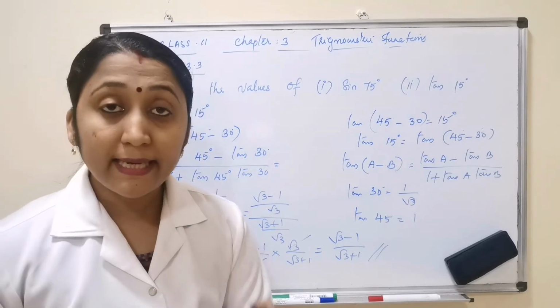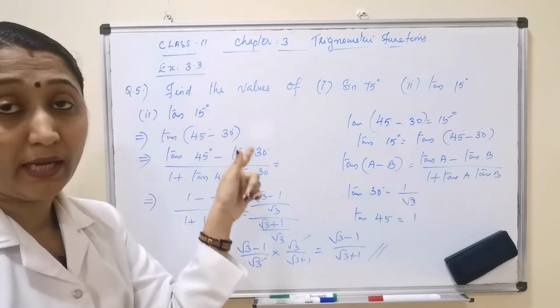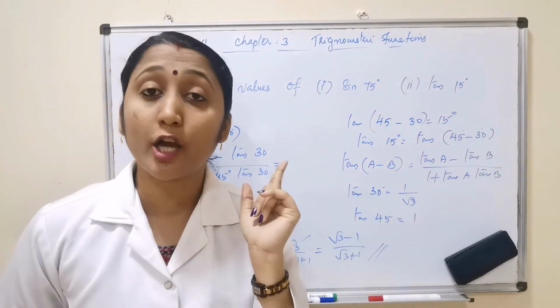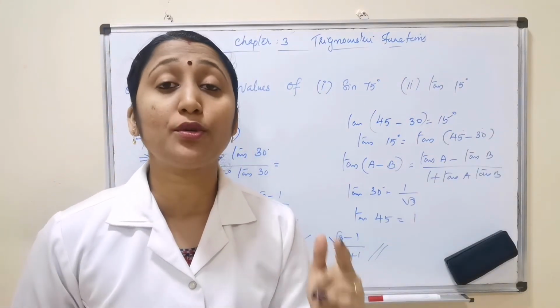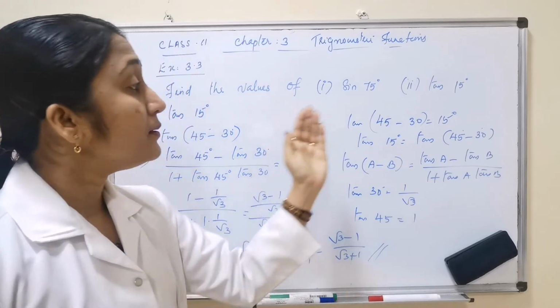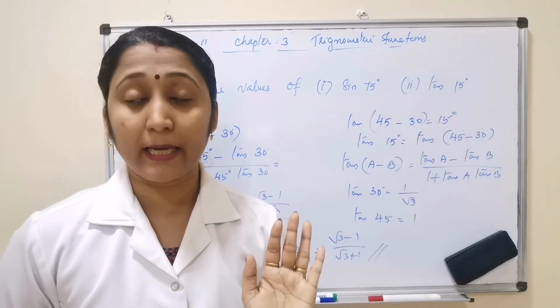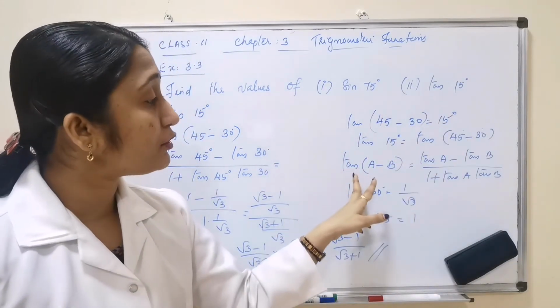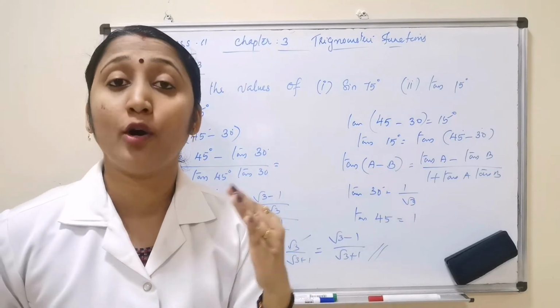Is it clear? Here, tan 15 is not in the trigonometric values, so we have to split. Tan(45 minus 30). After that, we have to substitute the trigonometric formulas.